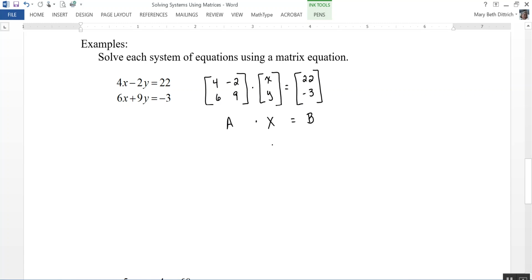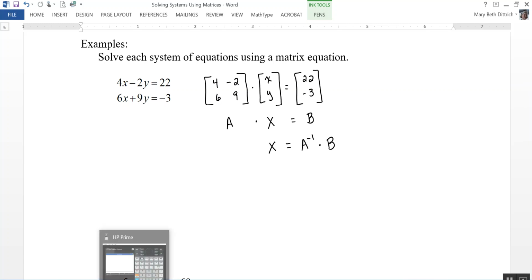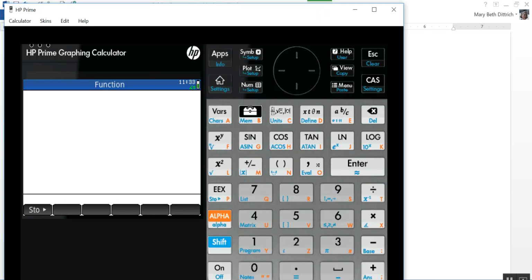And recall that what I want is to know the value of matrix X here. What is the value of little x and little y? And that's going to be the inverse of matrix A times matrix B. Now, to find the inverse of A, I'm actually going to do the rest of this on my calculator. So let's go ahead and pull up the HP Prime calculator, and let's put these numbers into here.